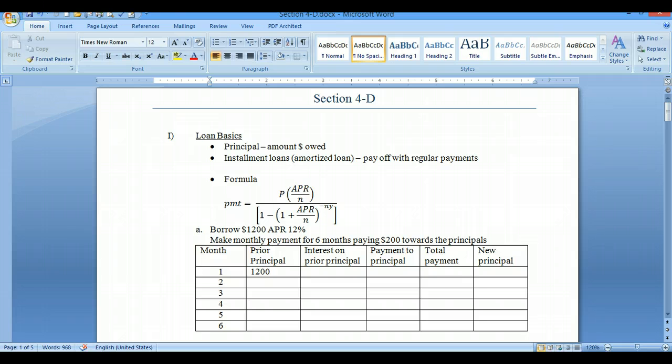Our formula to find the regular payments is payment equals principal times APR over n, n being the number of times you make the payment in a year, all divided by 1 minus the quantity 1 plus APR over n raised to the negative n times y, and then close your bracket.